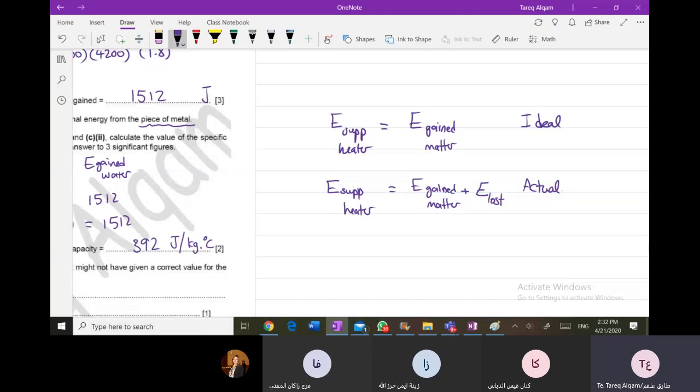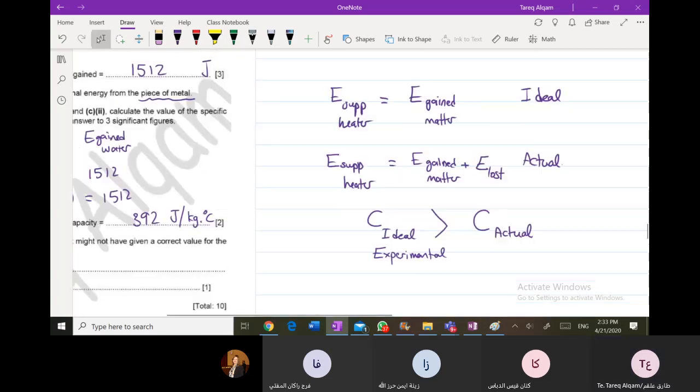Here, guys, if I compare the specific heat capacity that we found from the ideal case with the actual one, the specific heat capacity that can be found from the ideal case is greater than the experimental. I will find that it's greater than what? The actual, I mean the known one.